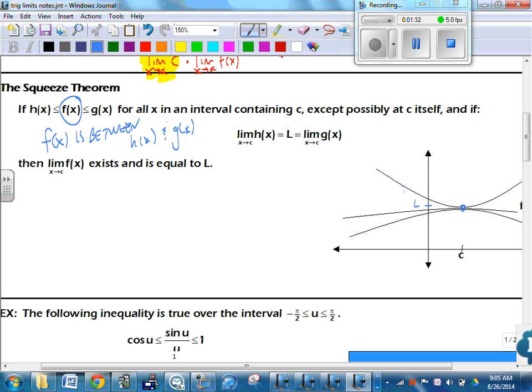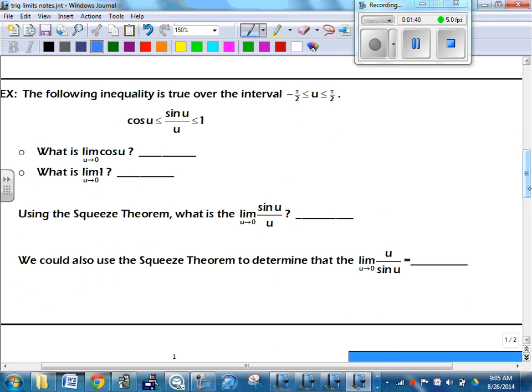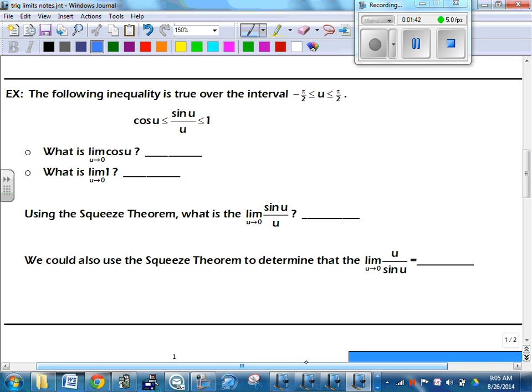Right, so that's what that squeeze theorem is trying to say. And we're going to kind of show how that helps us. Let's look at this example down here. It says that cosine of u is less than or equal to sine of u over u, which is less than or equal to 1, on the interval from negative pi over 2 to pi over 2.